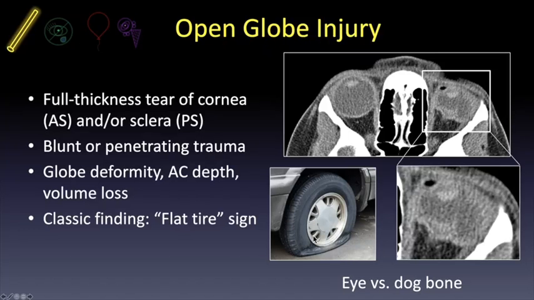The term open globe injury refers to full-thickness tearing of the cornea or the sclera or both. Open globe injury can result from blunt or penetrating trauma. CT signs include globe deformity or contour irregularity, which may be subtle, decrease or increase in anterior chamber depth, and globe volume loss. In this example, there is a classic flat tire sign, so called due to volume loss and flattened shape of the globe.